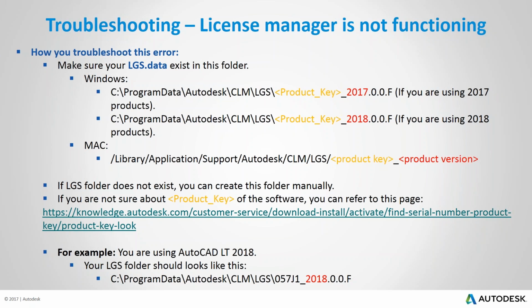And next thing, here's the example. If you're using AutoCAD LT 2018, your LGS folder should look like this. So it'll be 057J1, which is the product key, underscore, and the version. So if you're using 2018, definitely you have to put 2018. And please take note, if you're using 2017, the product key is definitely different. So don't use the same product key for other versions.